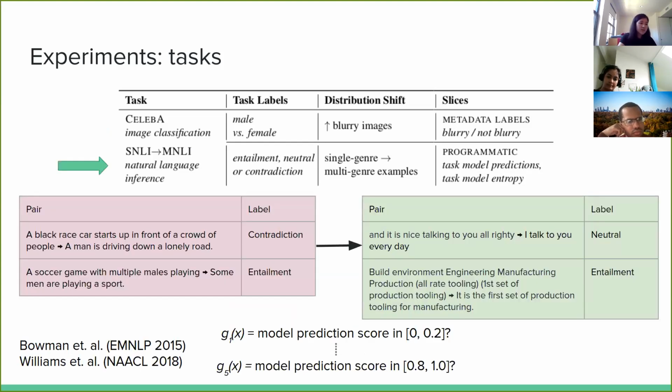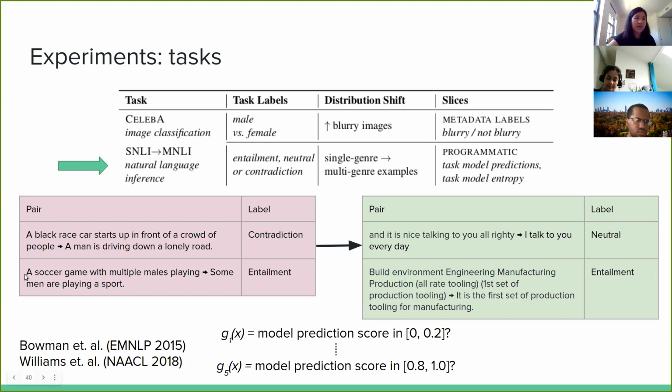In the second task, we're considering natural language inference, in particular entailment on pairs of sentences. I listed some of these sentences just as an example. The task is that our input X is going to be a sentence and a hypothesis, and the label is whether this hypothesis can be drawn from the sentence or not. On the left-hand side here, we can see a black race car starts up, does not imply that a man is driving down a lonely road. On the other hand, a soccer game with multiple males playing does suggest some men are playing a sport. So this is basically the task.